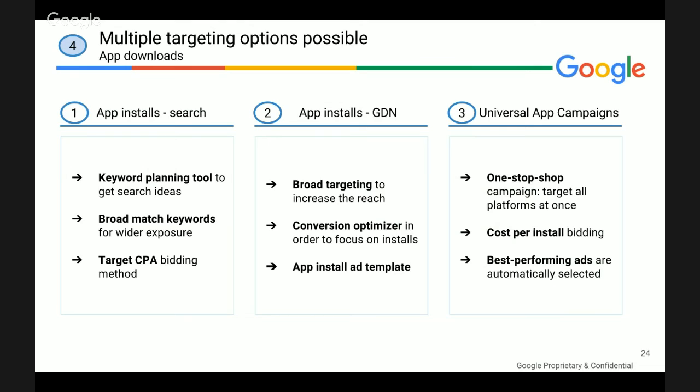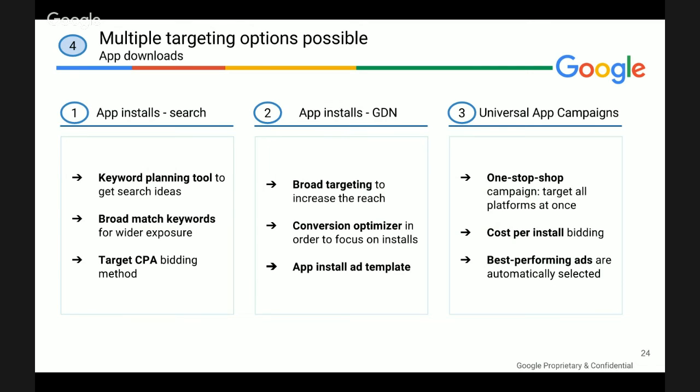And the third thing, which is really, really important, is the app install ad template. So basically, if you're promoting a mobile app, you should have an install button next to it, and you basically should have the call to action as well, so that people can reach and install the app straight from the ad.